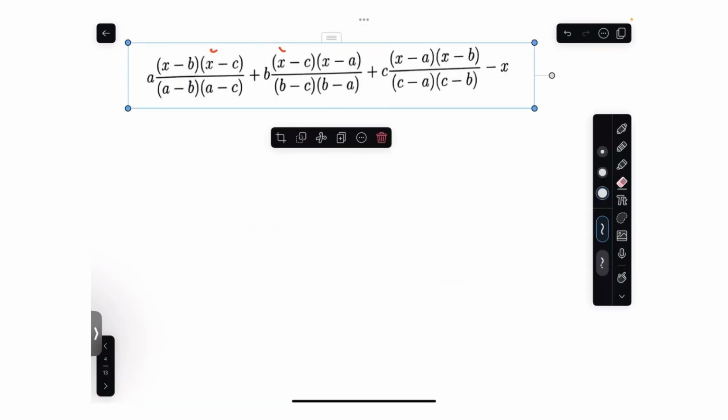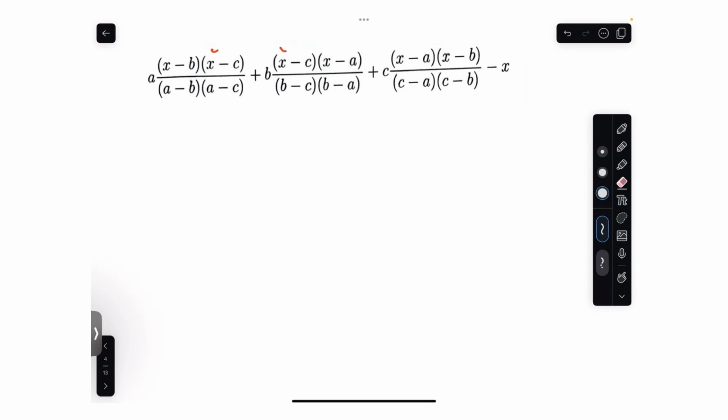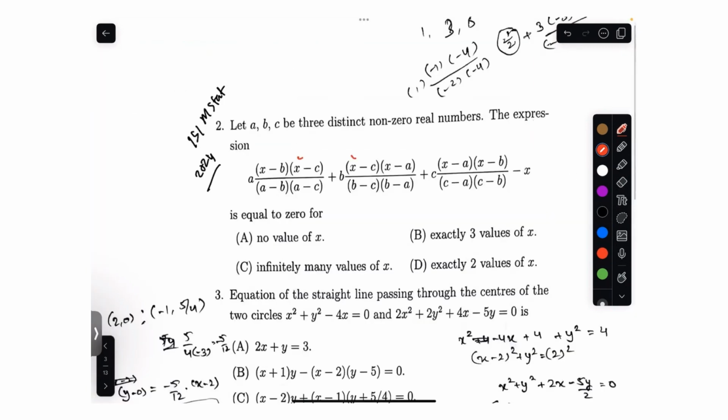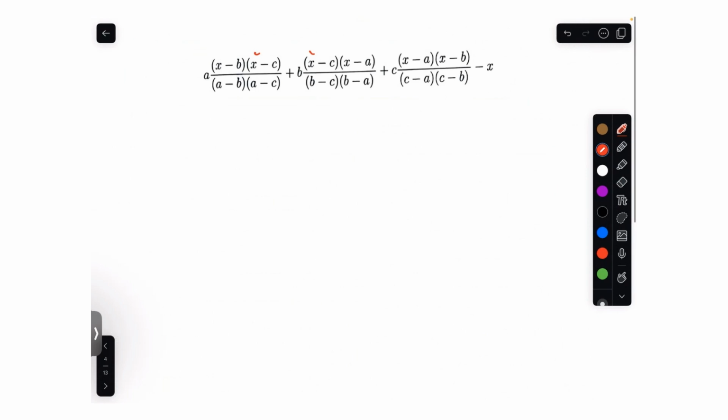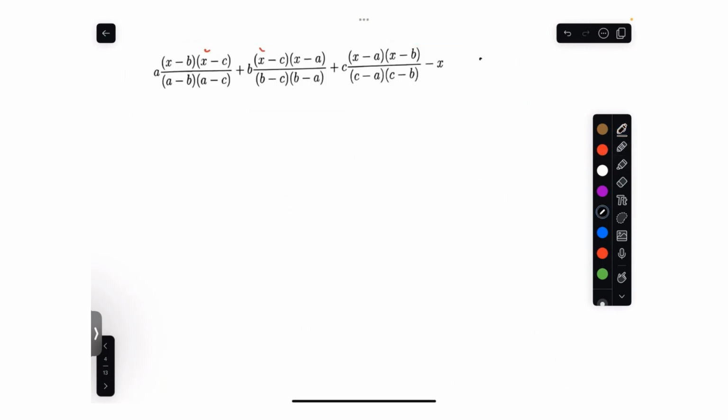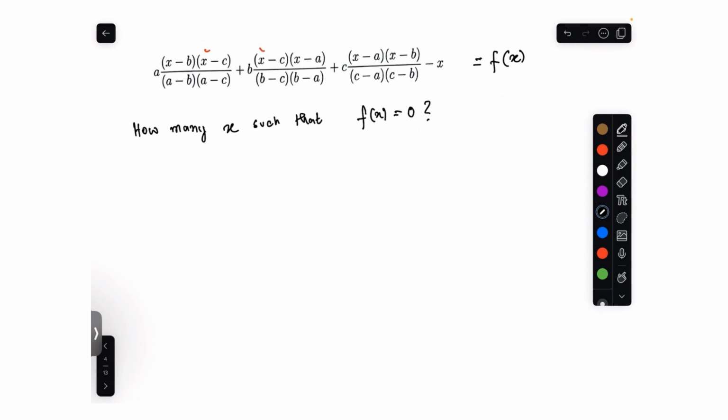So this is a polynomial expression. The question is asking about the number of values for which this expression is zero, which is called in mathematical language the roots of the polynomial. Whenever you have a problem, let's first define it mathematically. That's the first step always. So this is f(x). Now it asks how many x are there such that f(x) is equal to 0. How many such x are there?